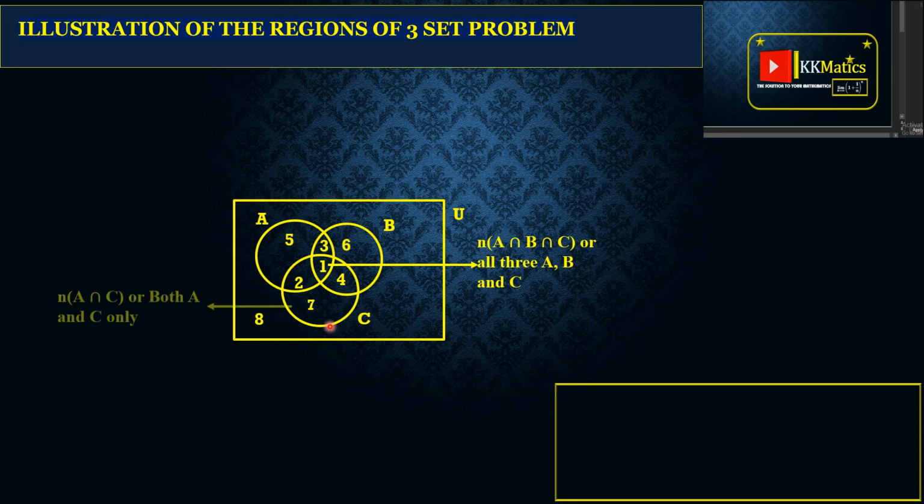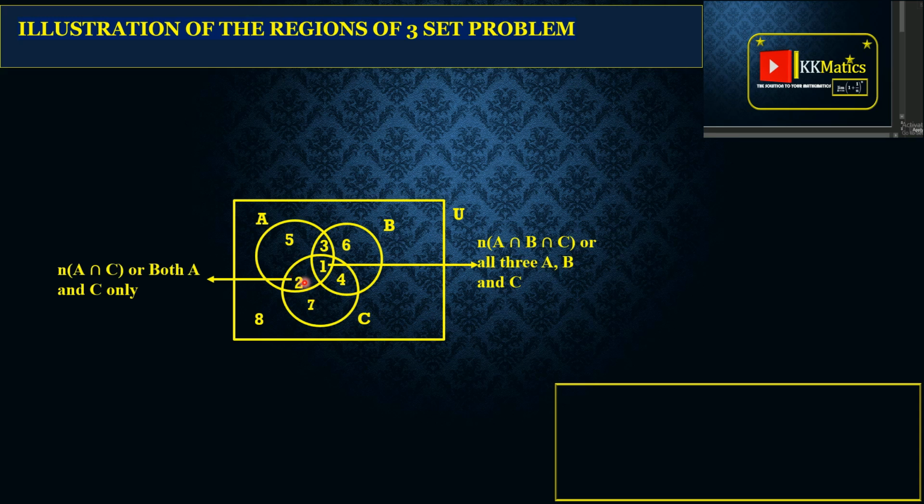Now we also have region 2. Region 2, as you see on your screen here, means the number of elements in A intersection C. So that means those who offer both A and C. That is the common thing between A and C, and that's 2.